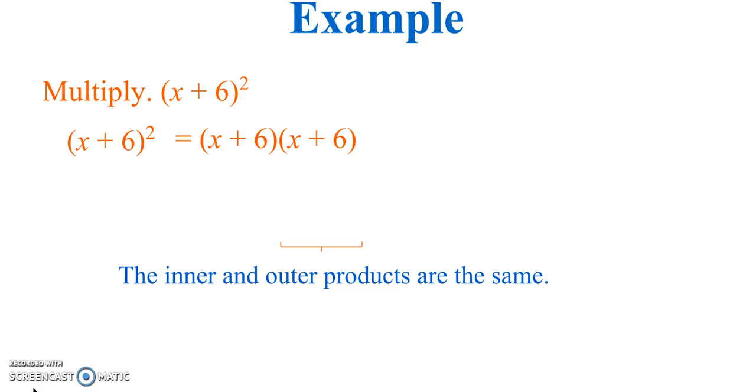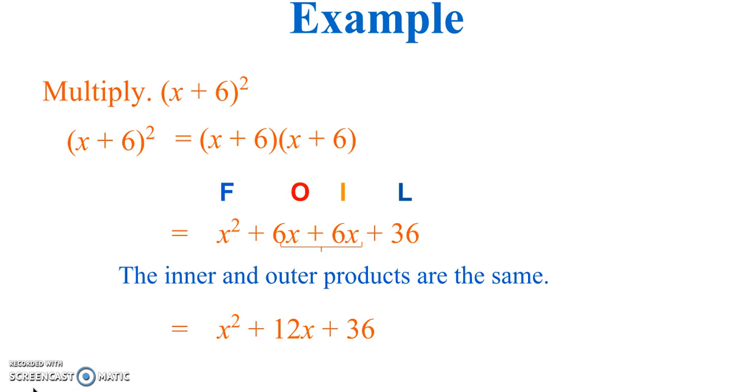Here's an example. So we take x plus 6 squared, and basically you're duplicating it, x plus 6 times x plus 6. I use the FOIL system, so first, outer, inner, and last. And I notice that my 6x's are there, and they're both addition because both of them were a plus 6, so then my answer is positive all the way across.